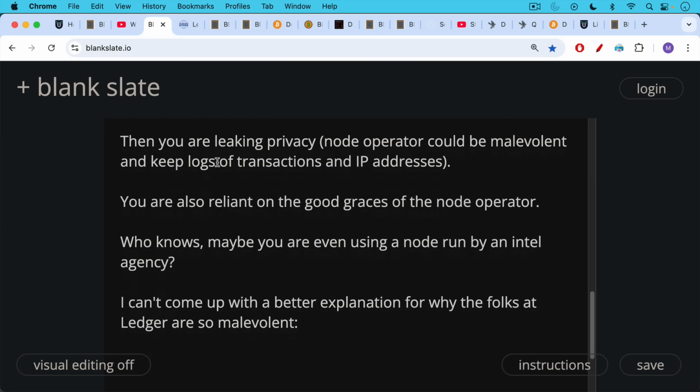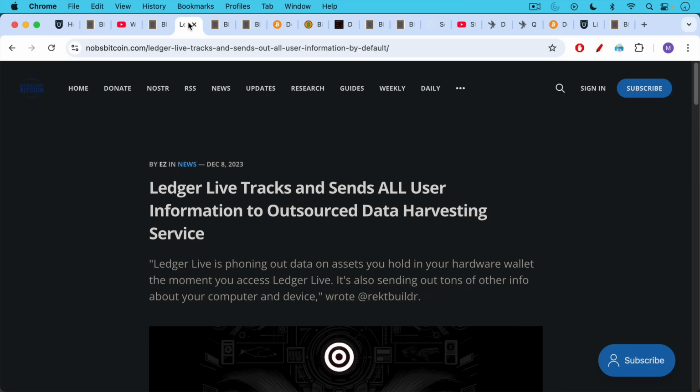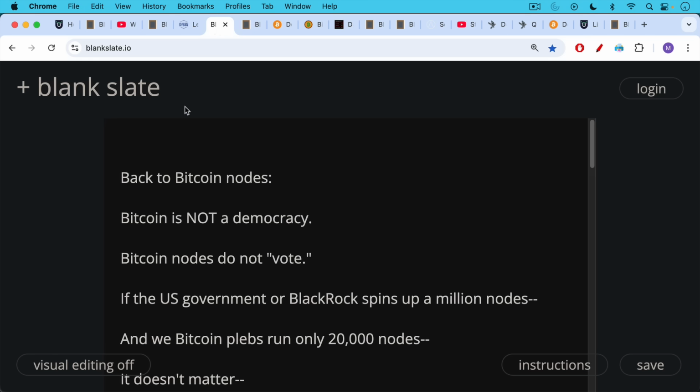And that's why I can't come up with a better explanation for why the folks at Ledger are so malevolent, offering this device and then tracking users and sending out their information. So if you're using a Ledger, I recommend that you migrate to something like a Blockstream Jade, Jade Plus, or a Coldcard. But back to Bitcoin nodes.